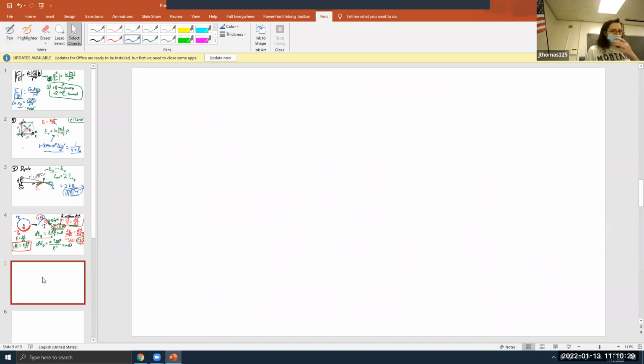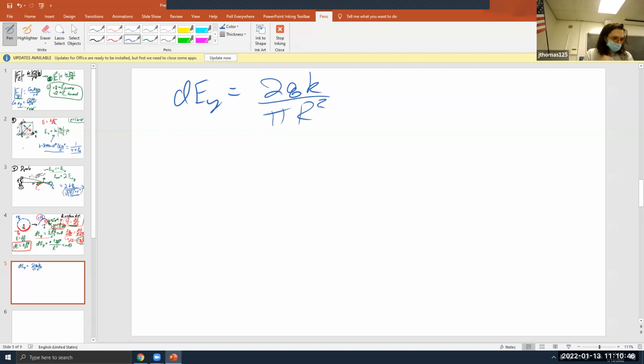I'm going to flip slides and clean it up just a little bit. I'm going to pull out all of my constants. So that's going to give me dE sub y is equal to, pulling out every constant, 2qk over pi r squared. And then what's left over is just sine of theta d theta. Note, this is going to be unitless. These units work out, so it's a quick check if you want to make sure you're in the right shape.